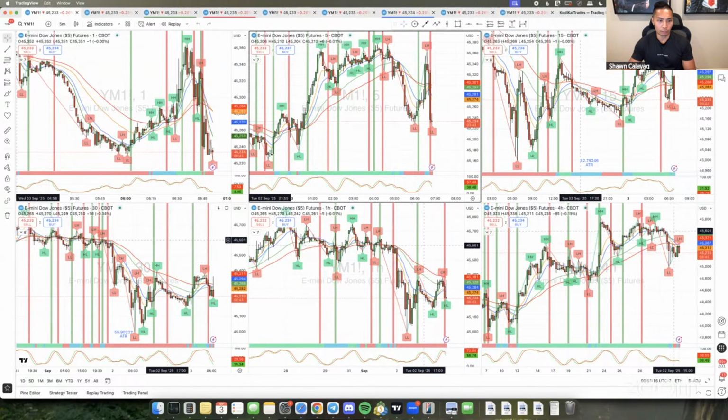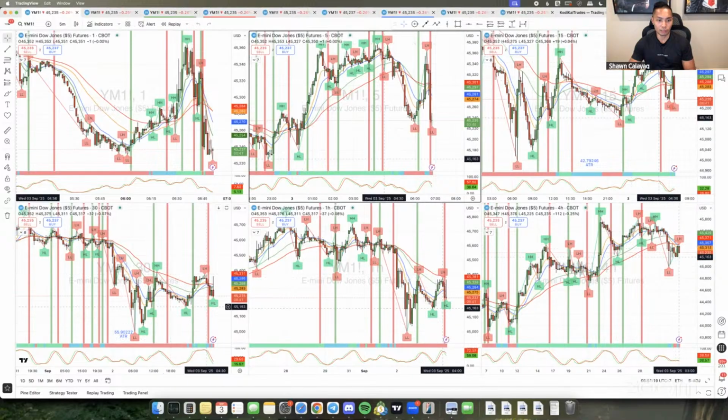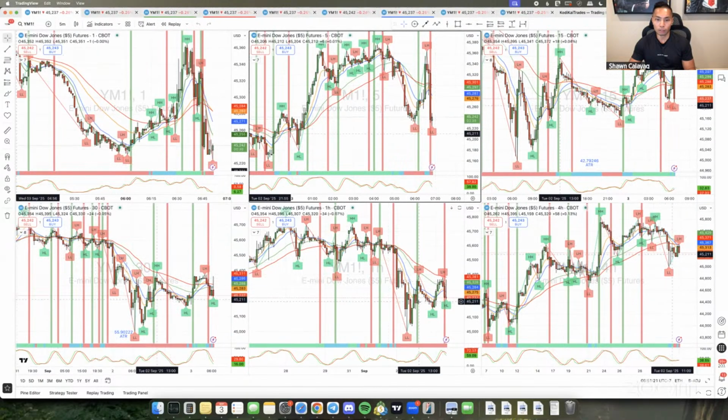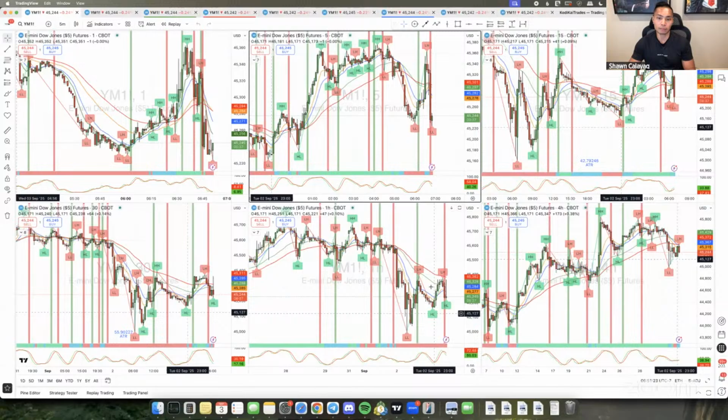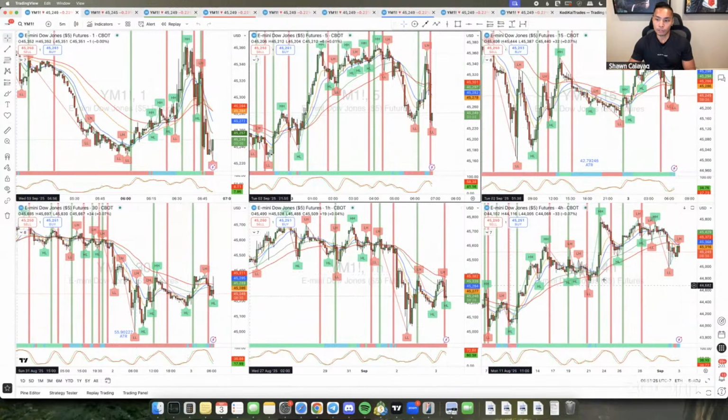Over here on the 30 minute, price is below the pivots. Trend meter is red. Pivots are angling down, bearish. 1 hour also bearish. Price below the pivots. Trend meter red. Pivots angling down. And the 4 hour over here is bearish neutral. Price is below the pivots. The trend meter is neutral, and the pivots are going sideways.